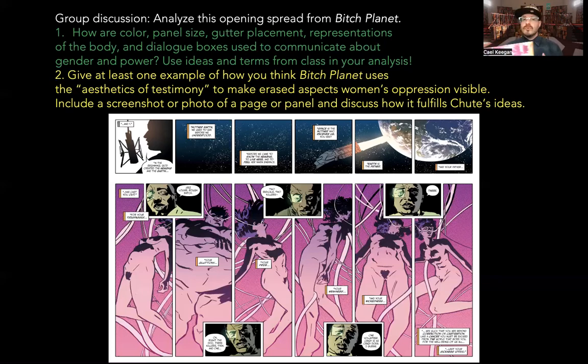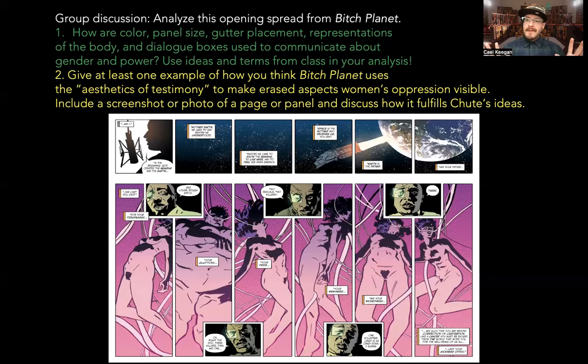I would like you to use ideas and terms from class so far to analyze it. So be thinking about hooks, Mulvey, Doty, earlier readings that talked about semiotics, signs, artifacts, right? What are the relevant artifacts in this panel? And also color, panel size, gutter placement. How are people's bodies represented? What's taking up space and what isn't? And the use of dialogue boxes. How does that all go together here to set up a world and a context for us that tells us a lot about gender and power, right? So I'd like you to spend some time doing some formal analysis of this spread.